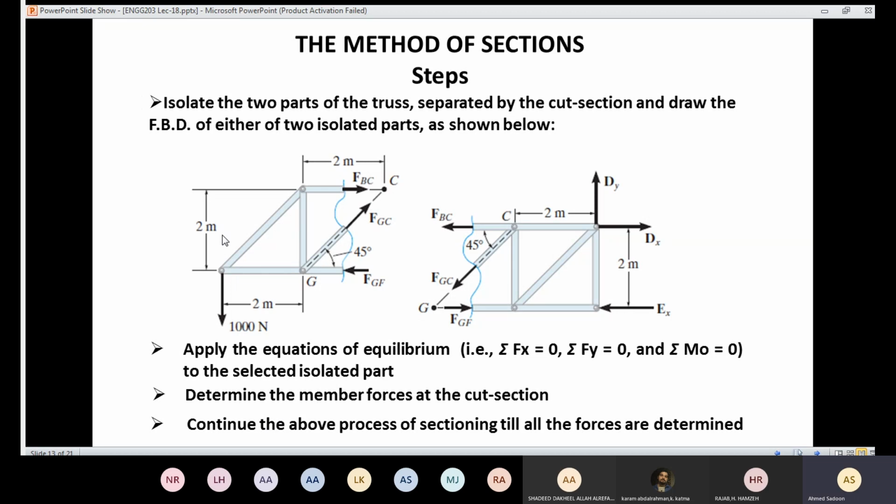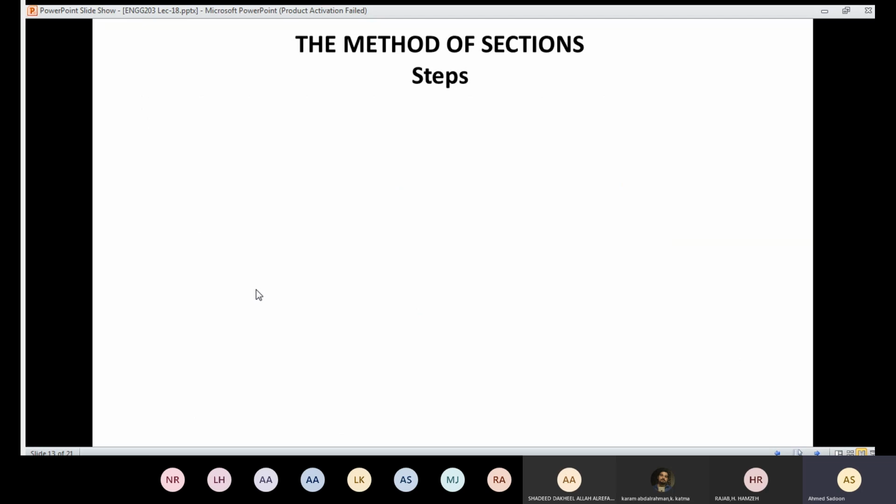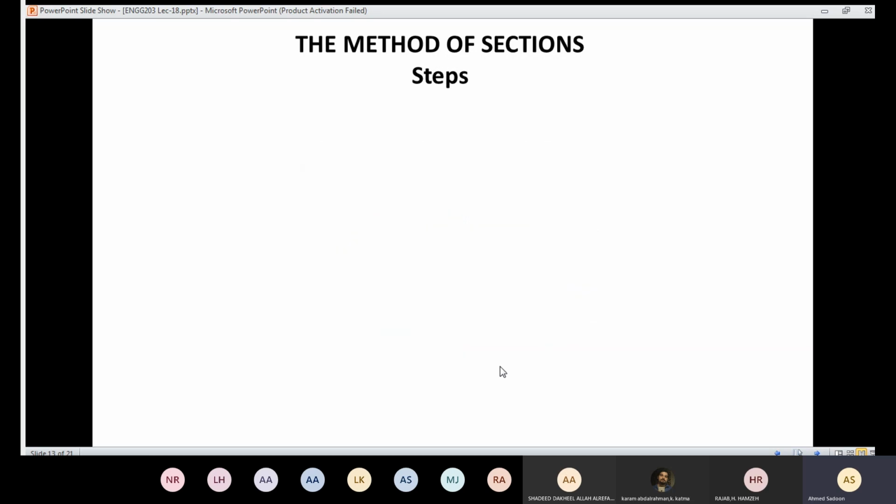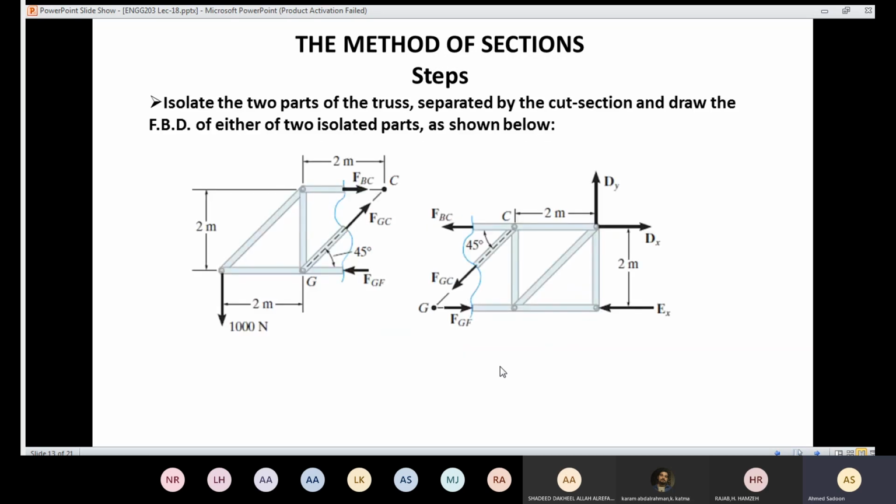If you want to know the forces here, I need to cut it here. For example, if it's required to know the forces for this member and that member, I'm going to cut here, and I'm going to have the left part and the right part. If it's required to calculate the forces in members AB and AE, I need to cut here, and I'm going to have the left part and right part. It depends on the questions.